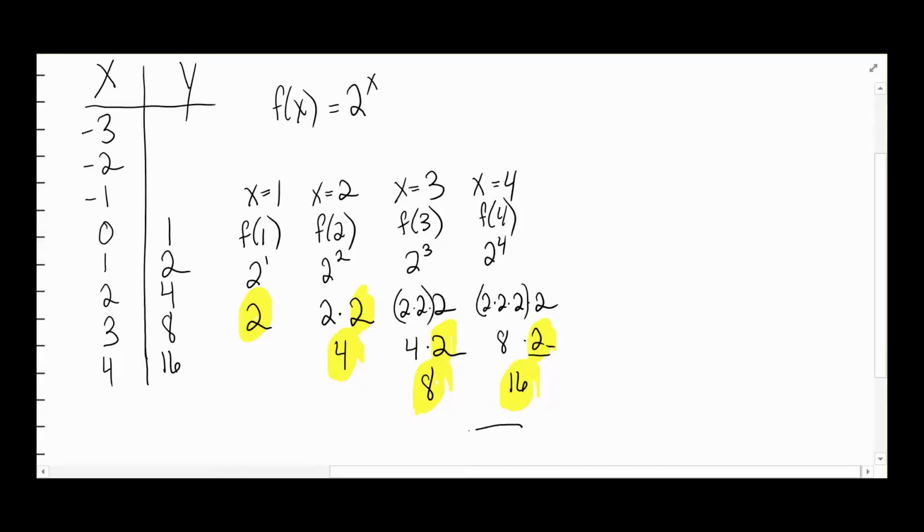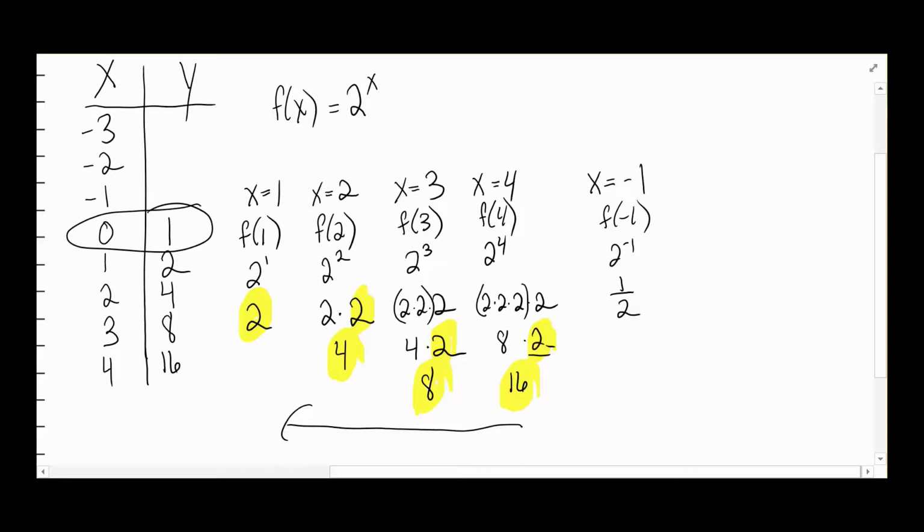Which means if we were going to the left, if we were taking a step backward, we'd be multiplying by 1 less 2. Or in other words, we'd be dividing by 2. And as we start to plug in negatives, we're going to see that that is exactly what happens. When I plug in x equals negative 1, that's 2 to the negative first power, which is 1 over 2. I took my previous answer of 1, and I divided by 2.